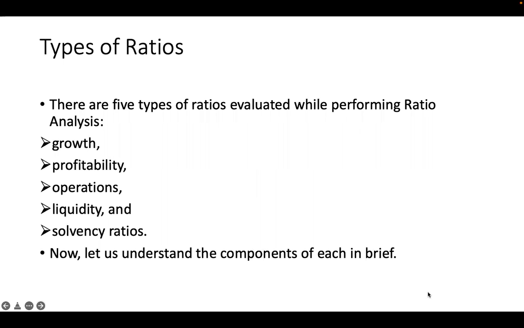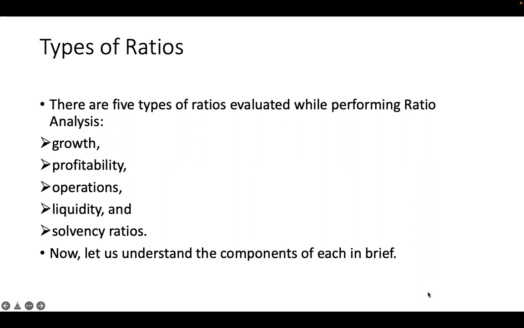Okay, we'll try to cover these points. Types of ratios: there are precisely 5 types of ratios which we use when we evaluate the performance of a company using ratio analysis. First is growth, and then come profitability, operations, liquidity, and solvency ratios. So growth ratios, profitability ratios, operations ratios, liquidity ratios, and solvency ratios. Now we have to understand each component a little briefly.